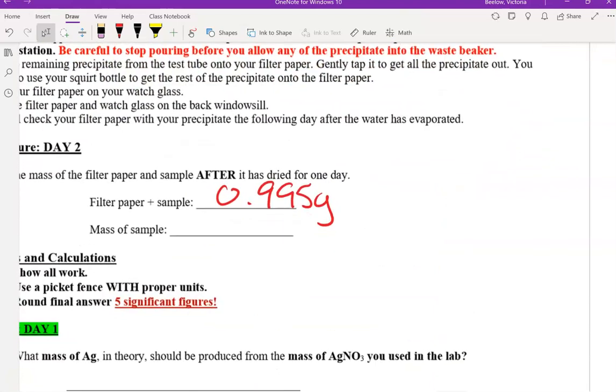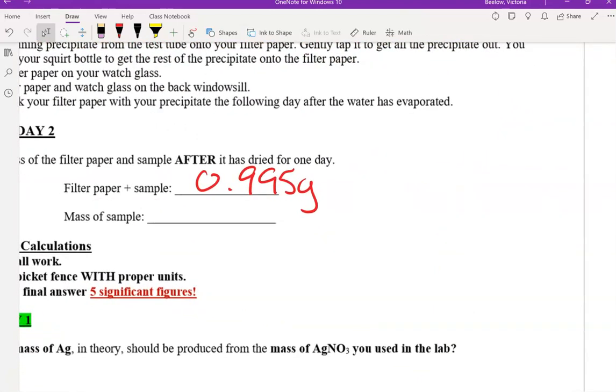So then over the weekend, first of all, we reacted those two things. We got a precipitate, we got a solution. We poured that precipitate onto the filter paper. And then over the weekend, it's going to dry, and then we can weigh the filter paper with the sample, which I've given that data right here.